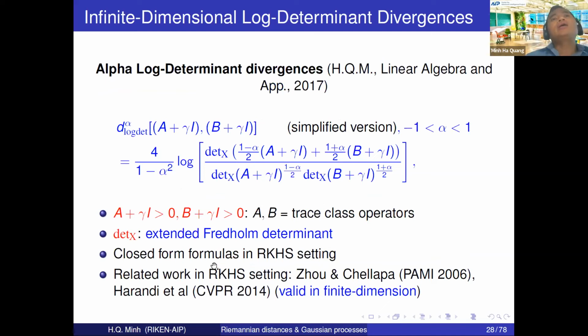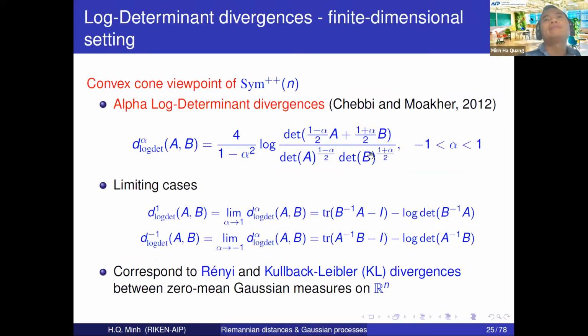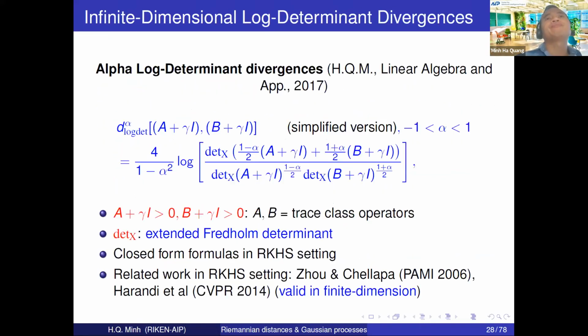So now, if we do this, then we can have an infinite dimensional formulation for the alpha log-determinant divergence. It is given by this formula. This is a simplified version, because here we have gamma I, while in general this would be mu I, so the formula is more complicated. But in the setting where we have gamma I here, the formula looks very similar to the finite dimensional case.